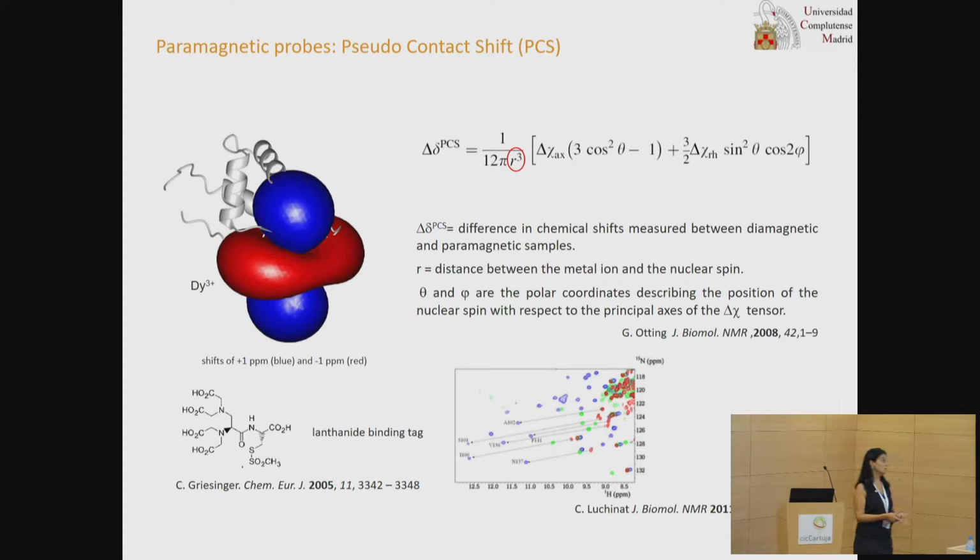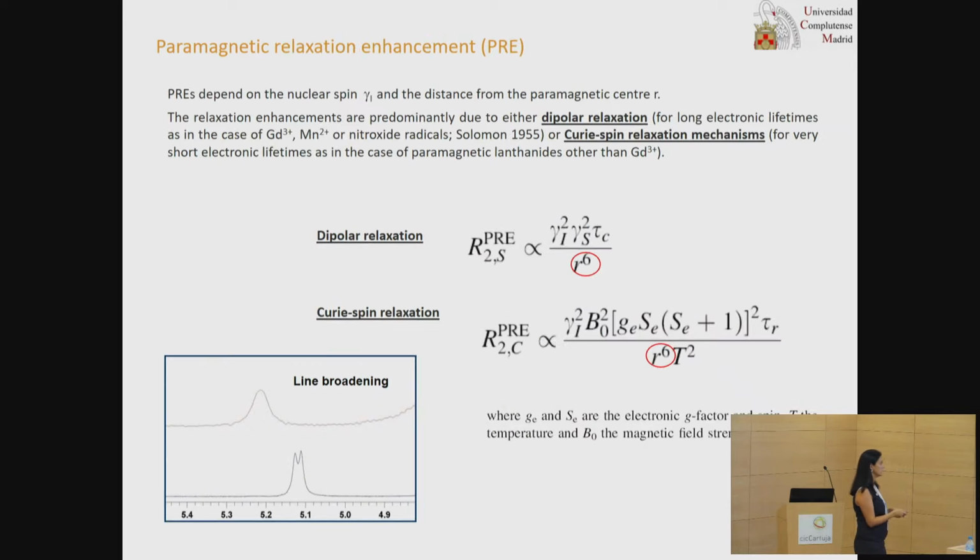The most important part to understand here is that the distance dependence decreases with r to the -3. And this, for us, is very good, because just in case you don't remember, the nuclear Overhauser effect decreases with r to the -6. Then you can obtain only local information. But with the pseudocontact shifts, you can obtain long-range restraints for the calculations.